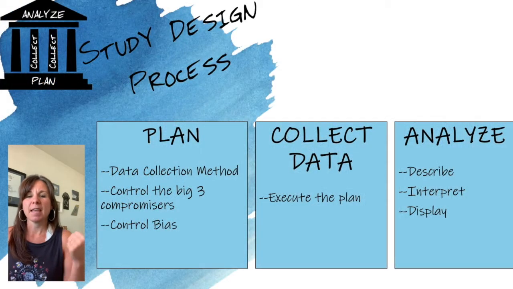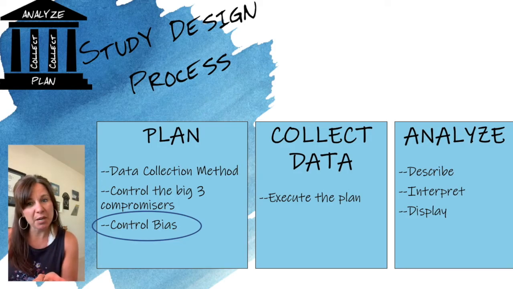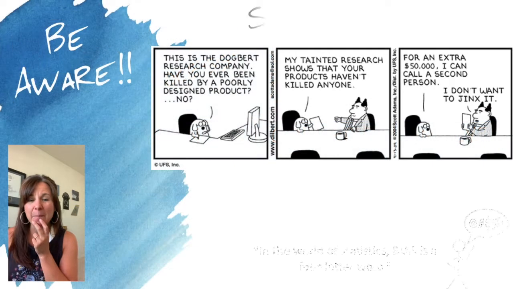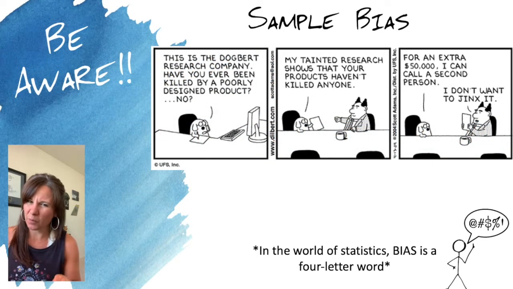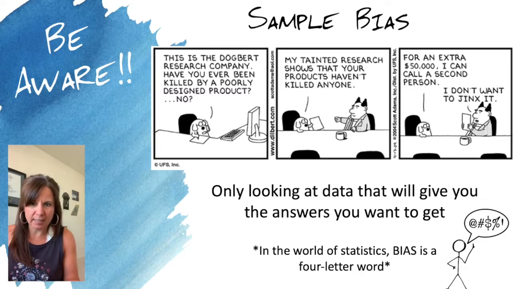Okay, so you've looked at the data collection method, the control of the big three compromisers, and then what about bias? Now, bias is a four-letter word in statistics, something you really, really have to be careful with because that's basically looking at data that will only give you the answers you want. That's not going to help you get a true, honest, objective decision out of your data.